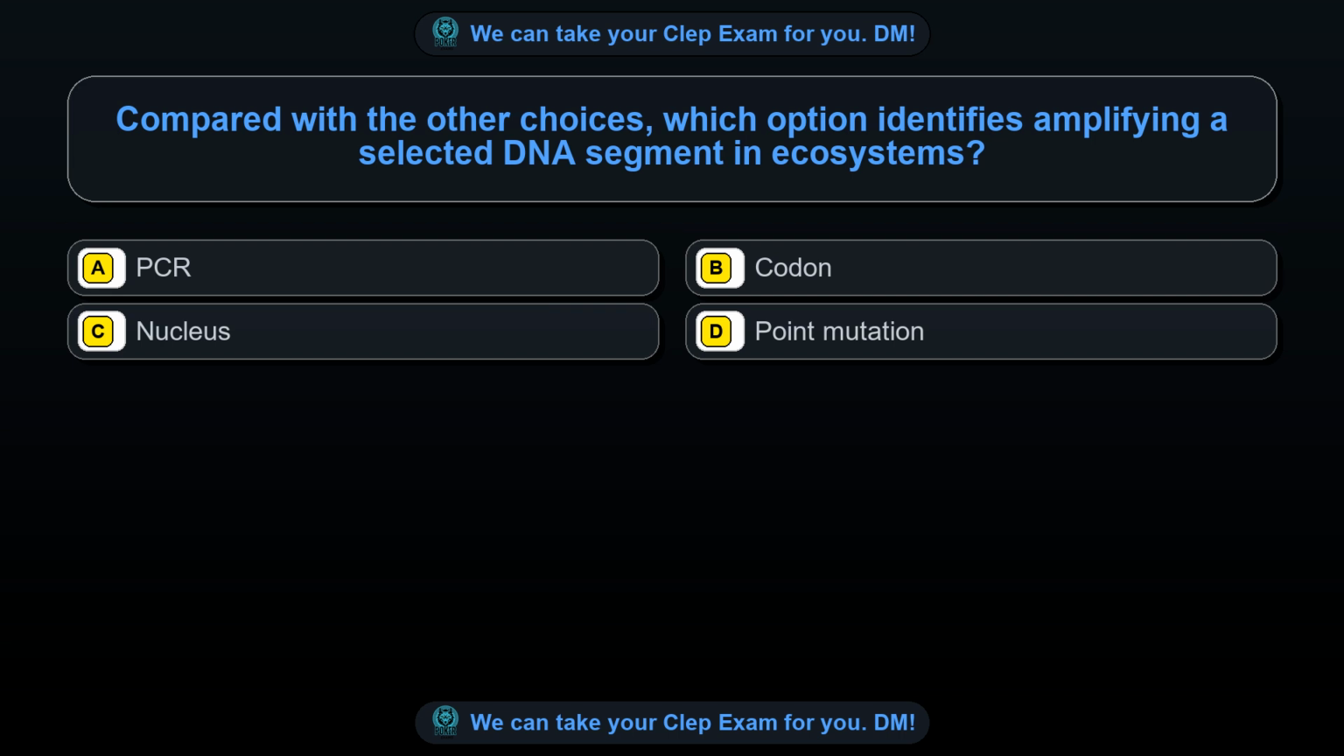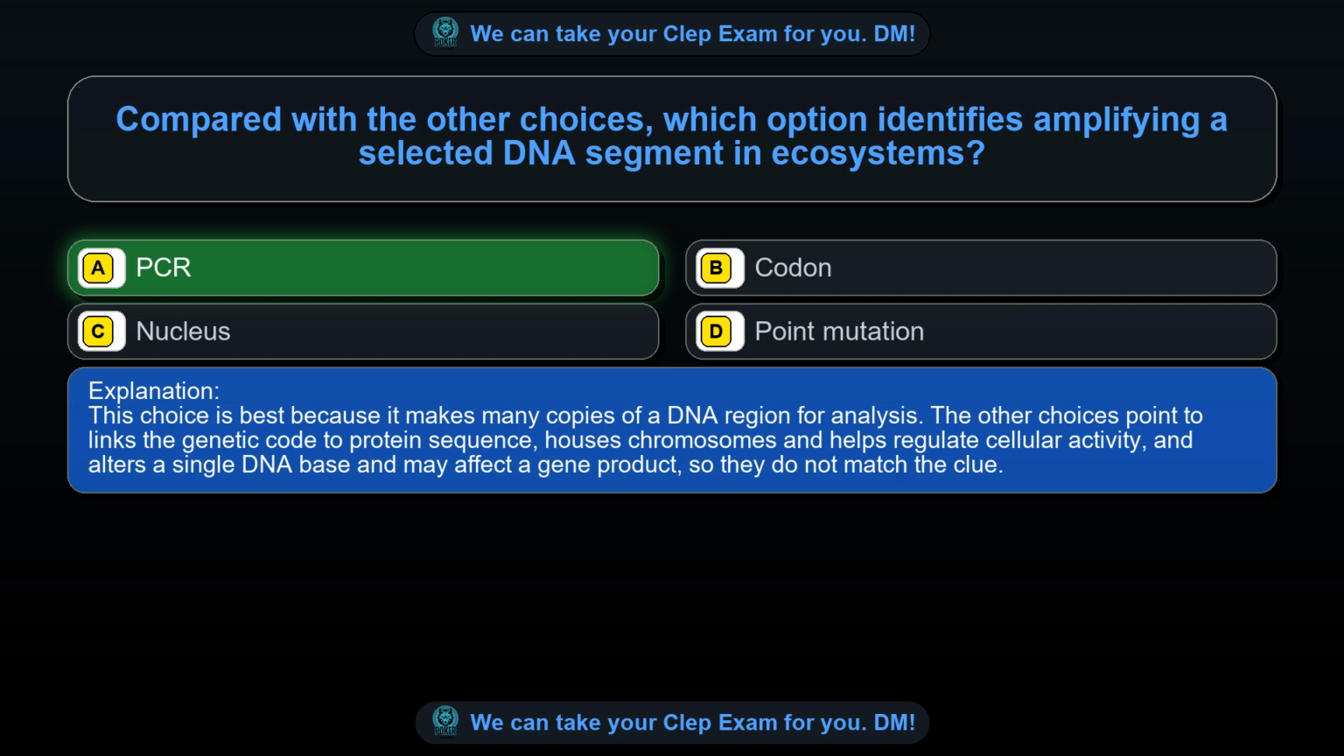Question 88. Compared with the other choices, which option identifies amplifying a selected DNA segment in ecosystems? Option A, PCR. Option B, codon. Option C, nucleus. Option D, point mutation. The correct answer is option A, PCR. This choice is best because it makes many copies of a DNA region for analysis. The other choices point to a unit that links the genetic code to protein sequence, a structure that houses chromosomes and helps regulate cellular activity, and a change that alters a single DNA base and may affect a gene product, so they do not match the clue.